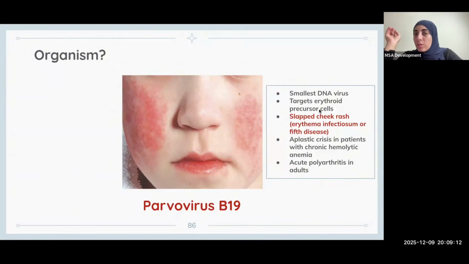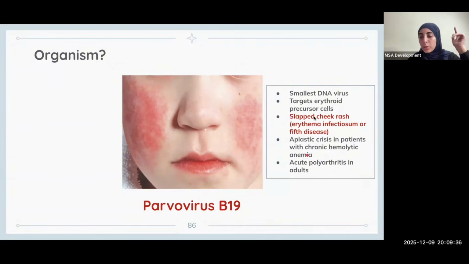I don't know if they will ask you because you didn't take heme-onc, but just have an idea. Parvovirus B19 in someone who has a chronic hemolytic anemia can get aplastic crisis. So they just have an acute aplastic anemia because of this. Okay? And another thing as well, if this virus infects an adult, it can cause polyarthritis, okay?